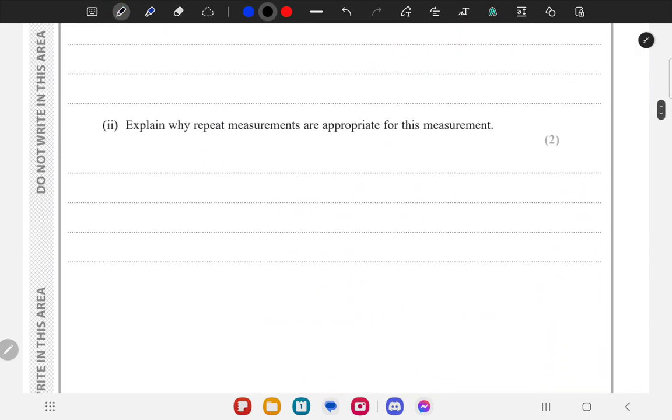Now on to part 2. We have to explain why repeat measurements are appropriate for this measurement. We take repeat readings because we want to reduce random error due to anomalies. If we take repeat readings, we'll calculate a mean which will give a more accurate value and reduce the random error. So we'll write something along those lines.